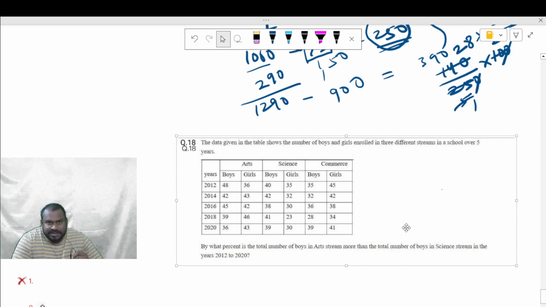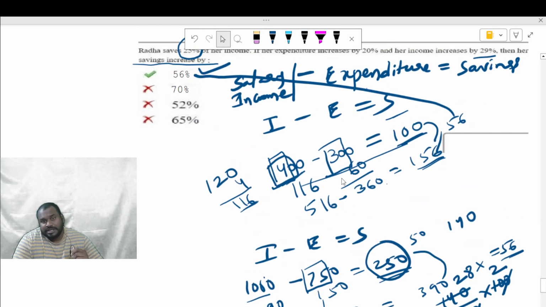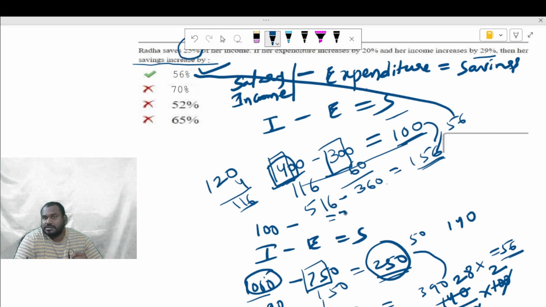This can be done in another way also. You can take 100 instead of 1000. 100 minus some value is equal to 25, same? So 100 minus 75 equals 25. So using this also you can calculate. Just assume that and do.